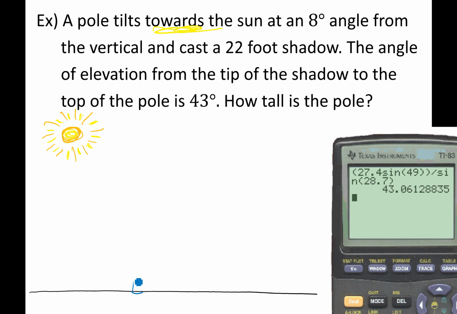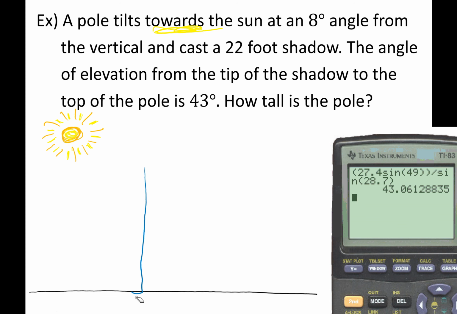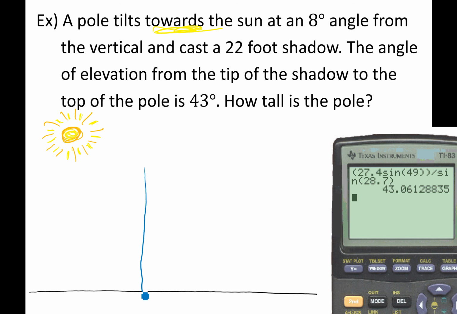If I was to draw a vertical pole, excuse my not vertical, but that's a vertical pole, meaning it's straight up and down. Well, if it's tilting towards the sun at 8 degrees, then it's going to be the same pole, but slightly tilted towards the sun. So we're just going to use that as a vertical, meaning my straight up and down line. And it's going to be tilting towards the sun. So it's going to be this pole right here, 8 degrees, and it looks like that.